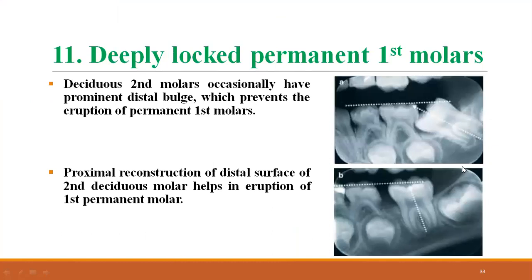So next, deeply locked permanent first molar. Deciduous second molars occasionally have a prominent distal bulge, which prevents the eruption of the permanent first molar. Here we can see. So proximal reconstruction of the distal surface of the second deciduous molar helps in eruption of the first permanent molar. We can see in this diagram.